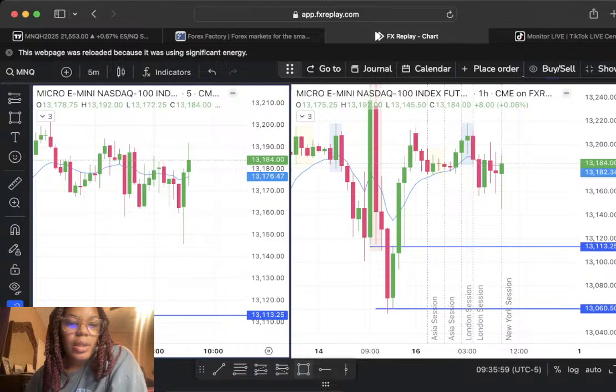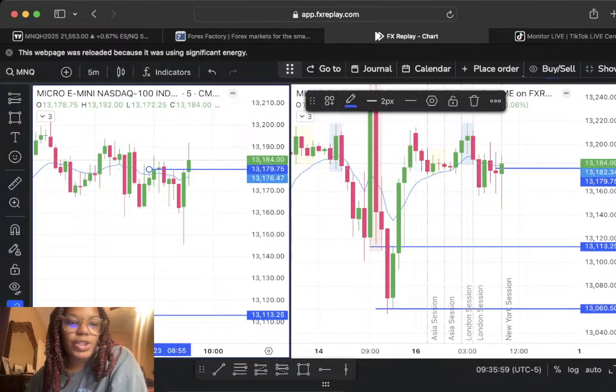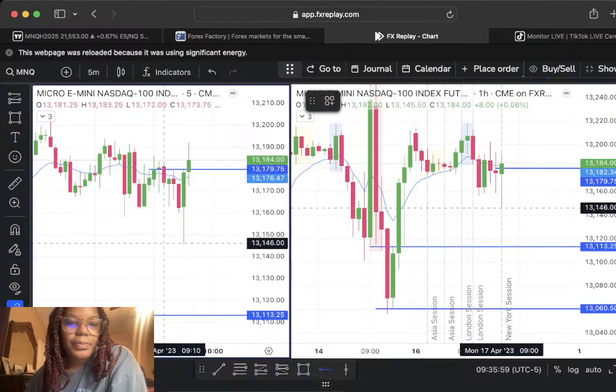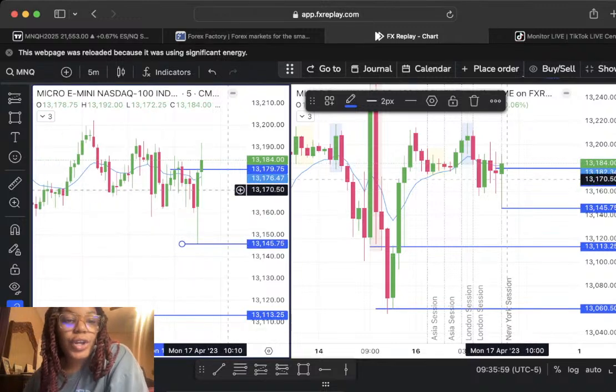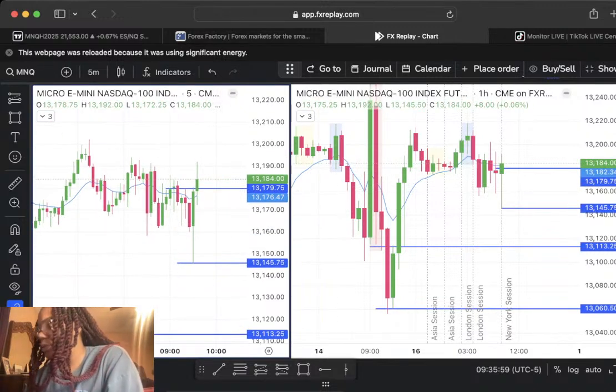Whoa. I did not expect that candle to be bullish. However, let's see if this is the one we're going to lose.